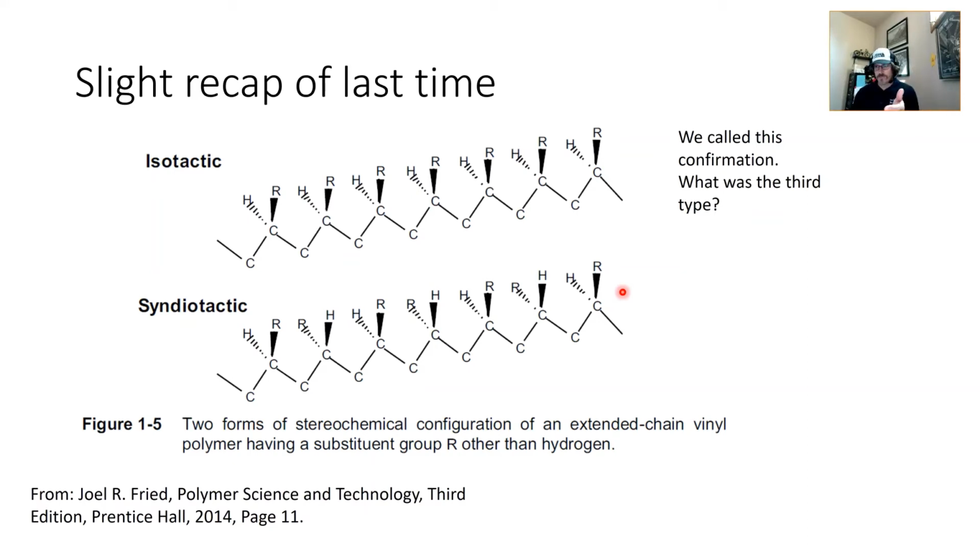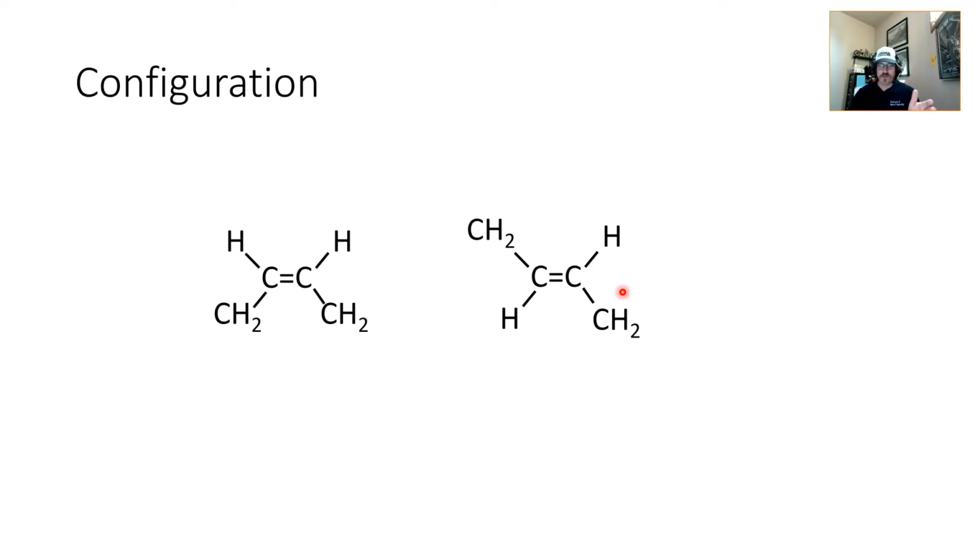We called this conformation. Okay, so what was the third type? They call it configuration, so I'm assuming these words are used interchangeably. I make assumptions on some of this stuff. After all, I'm a metallurgist, man. Configuration was this other one that we talked about.